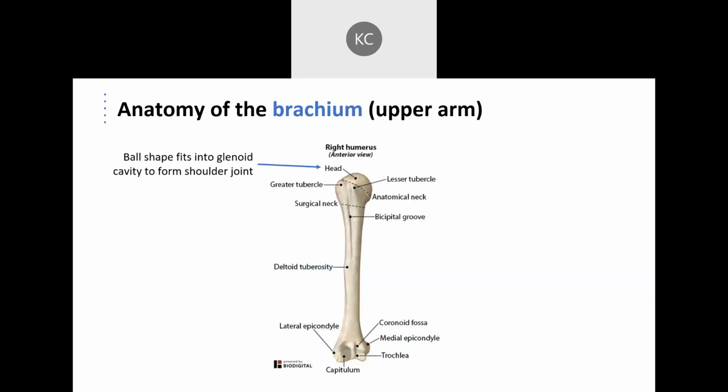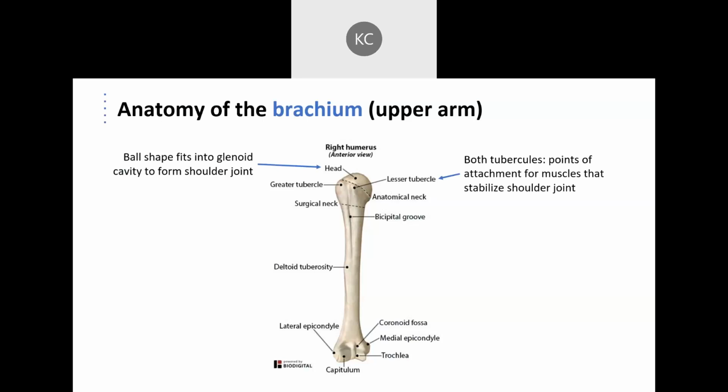So first off, we have our humerus. This is the bone of our upper arm, our brachial region, and we have a head of the humerus. The head of the humerus forms the ball of the ball and socket joint, whereas in the last part we talked about the glenoid cavity or the glenoid fossa that makes up the socket of the ball and socket joint, right?